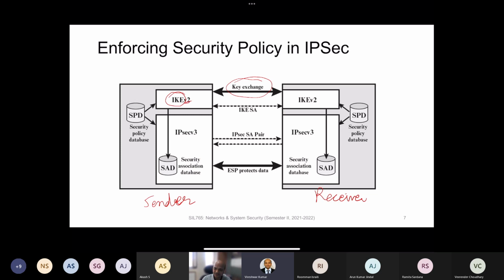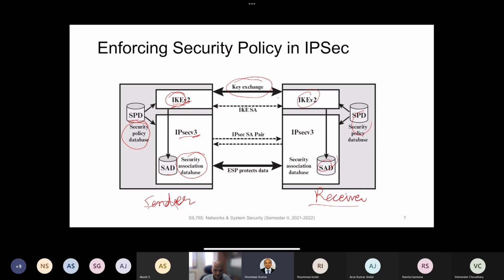As part of IPsec, we have something called Internet Key Exchange. And this V2 just means version 2. These things keep getting updated, so IPsec V3 means version 3, the different versions. You see three important parts at the sender and the corresponding three parts at the receiver. One is the IKE, Internet Key Exchange. Then the second is the Security Association Database, SAD, and the Security Policy Database, SPD. And the same things on the receiver side.